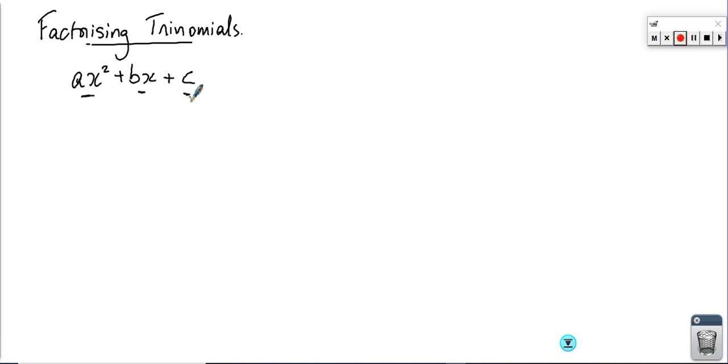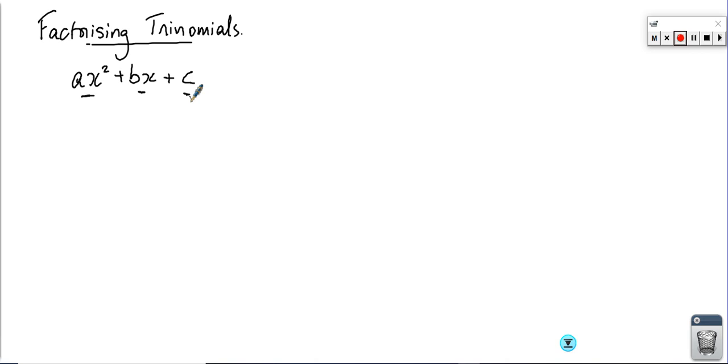Now, the method we're going to use is to start with a trinomial. That trinomial is then subdivided into four terms. Then we're going to use grouping to factorize those terms, and we'll end up with a factorized expression. I'm going to explain the first one, write down the steps I'm using, then we'll work out a few examples.